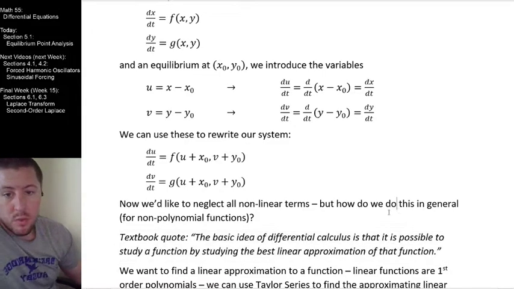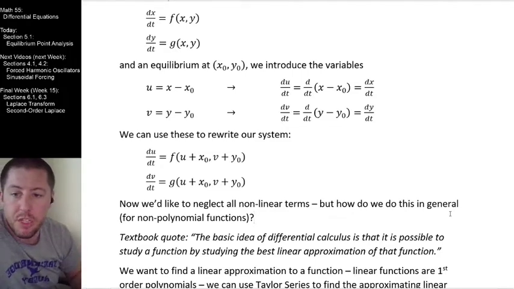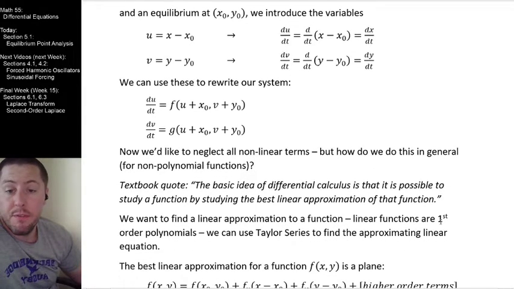So what we want is a linear approximation to a function. And what you should think more generally to yourself is, we want a polynomial approximation for a function of degree 1, a first order polynomial, right? So therefore, what you should be thinking is, we can use a Taylor series of f and of g, and just keep the linear terms. That would be a linearization of it.